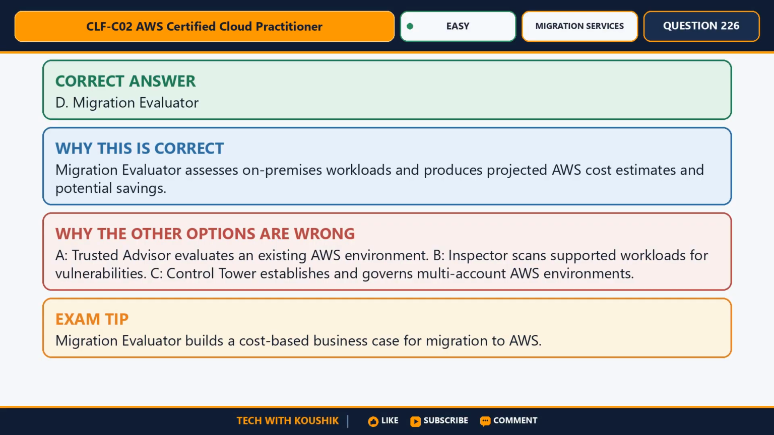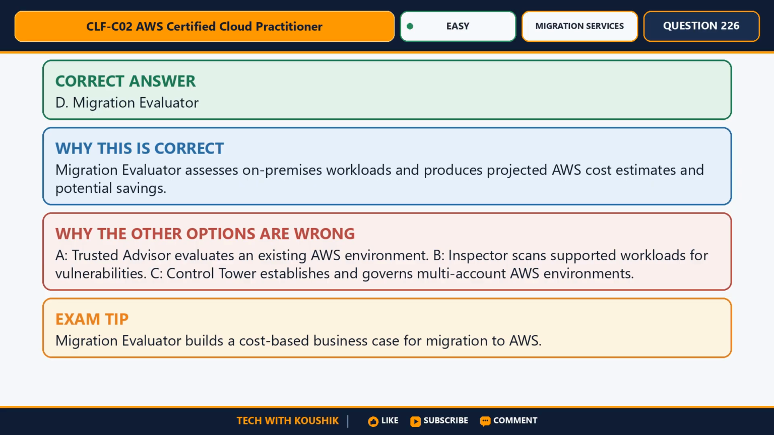The correct answer is D. Migration Evaluator. Here is why. Migration Evaluator assesses on-premises workloads and produces projected AWS cost estimates and potential savings. Why are the other options not correct?